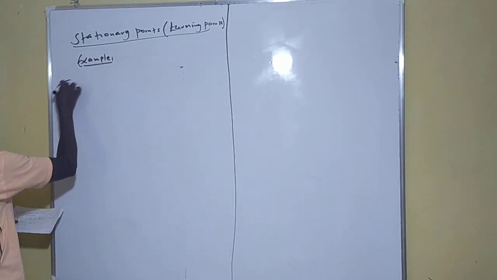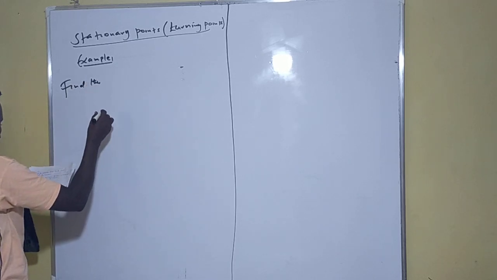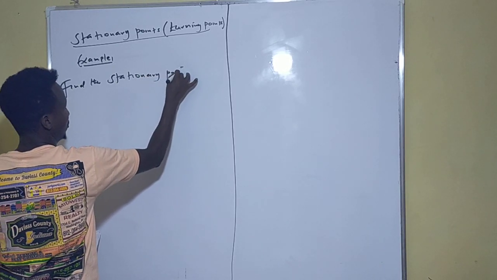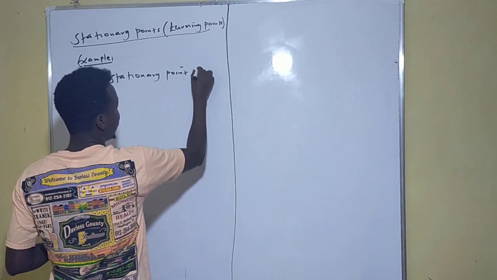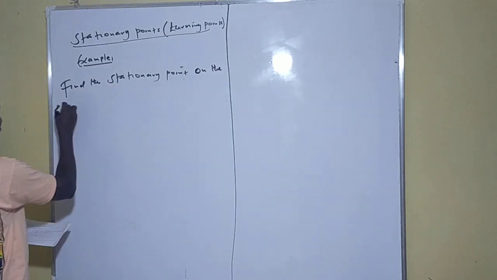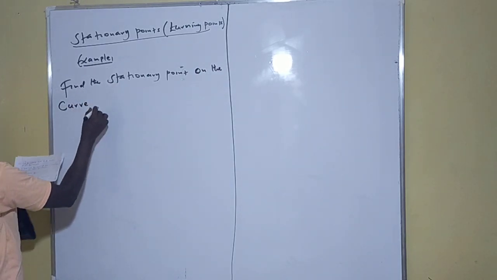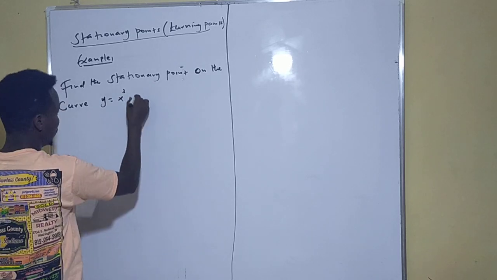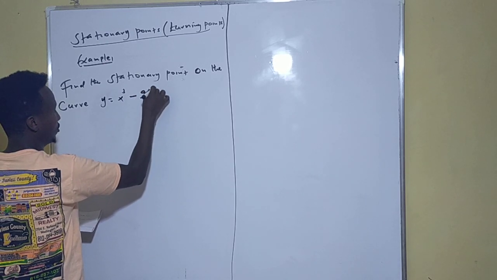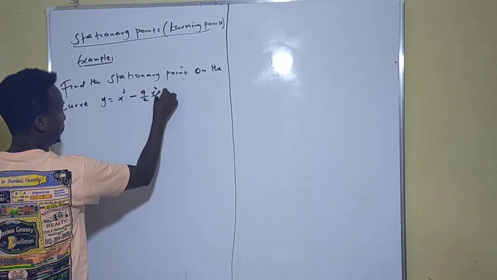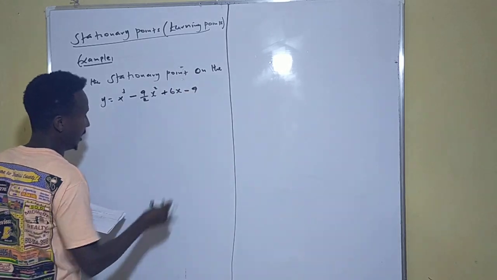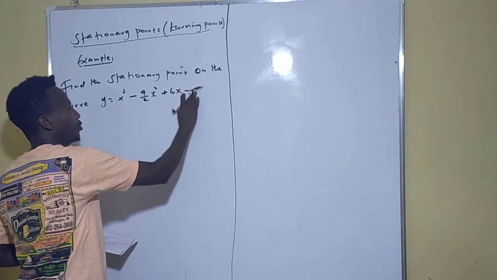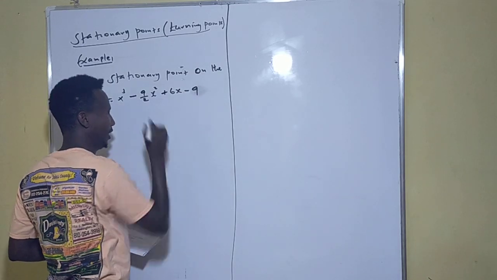Example 1. You are told to find the stationary point on the curve y is equal to x cubed minus 9 over 2 x squared plus 6x minus 9. So this is the equation of the curve. Don't forget, this is 9, yeah?